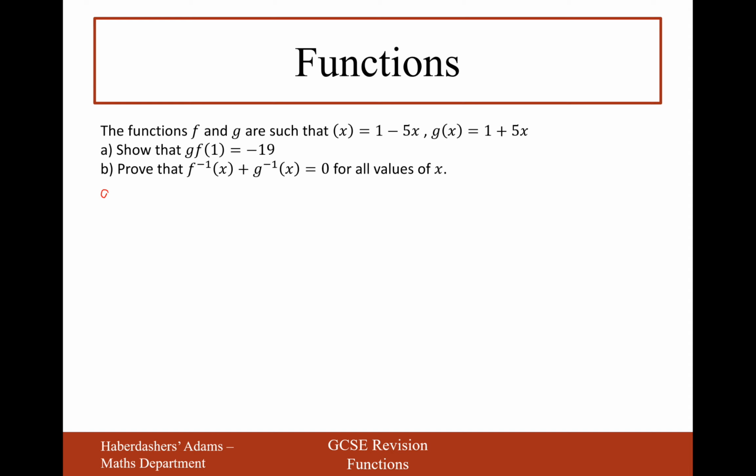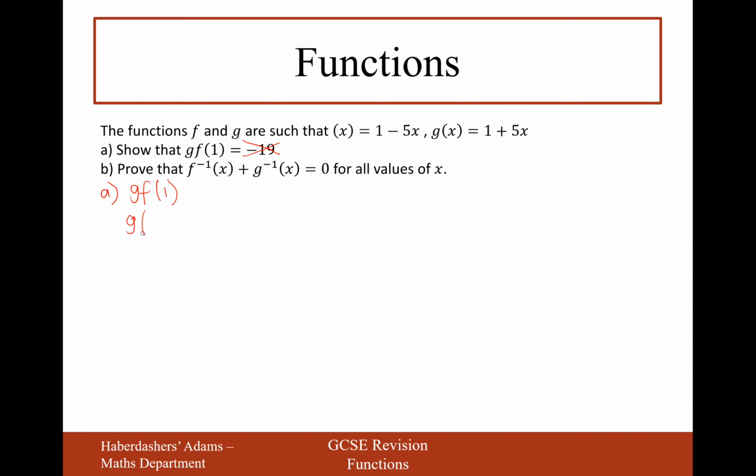Okay, so part A is show that GF of 1 equals minus 19. The way I want you to approach this question is to just basically ignore for now that the answer is minus 19. At the end of your answer, you should get minus 19, but I want you to ignore it when you actually do the question. So it's going to be GF of 1.